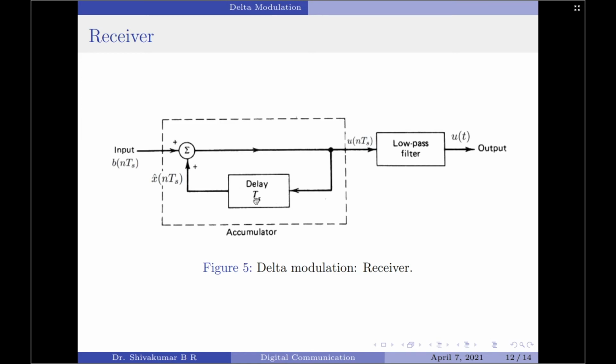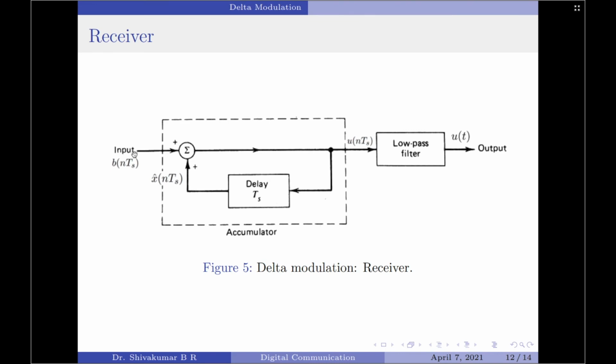Figure 5 here shows the delta modulation receiver. In the absence of channel noise, we assume the output of the transmitter and the input of the receiver are the same, which is b of nTs. In the receiver, the staircase approximation u of nTs is reconstructed by passing the incoming sequence b of nTs through an accumulator in a very similar fashion as what is being done at the transmitter. So we have an accumulator here which in fact works very similar to the accumulator at the transmitter.